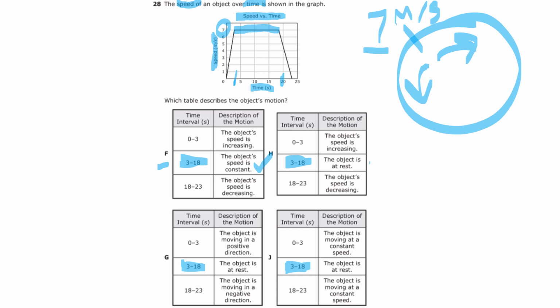H says the object is at rest. Okay, we know that in a distance time graph that would be true. That's not what we're studying here. We're studying a speed time graph. So we can already tell you that this one is wrong. Let's look at G. The object is at rest. We just said that. We can eliminate that one as well. It is not resting on a speed graph. And then the last one, J, says the object is at rest. Again, guys, I told you, learn the rules, and it's really simple.